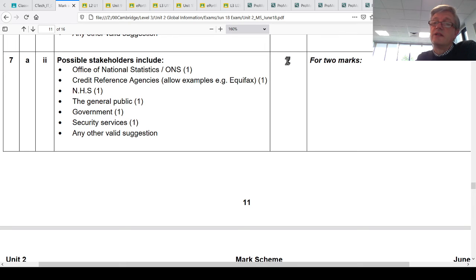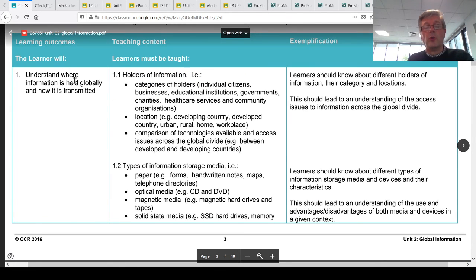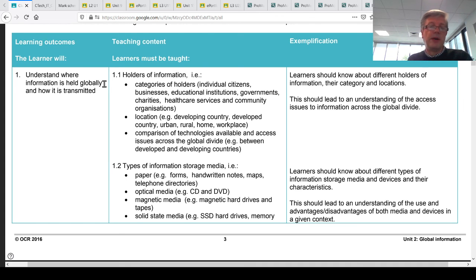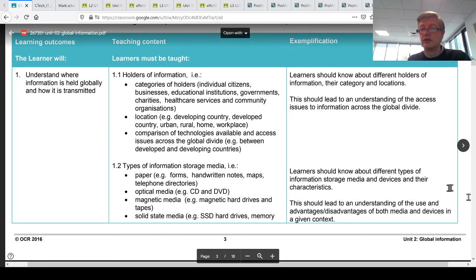So for 2 marks, you just have to list 2. So if you'd have said healthcare services or government or individual citizens, then you would have picked up 2 marks for that question. Okay, so that's 1.1. It's the holders, it's the location, it's the technologies that may or may not be available in terms of accessing and transmitting this information, and some understanding of the digital divide and how that affects these holders and this transmission of information because of generally the location or because of just lack of infrastructure and lack of money.